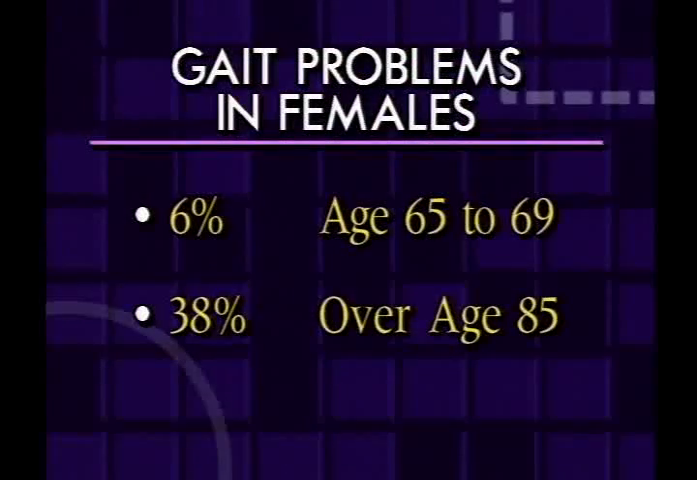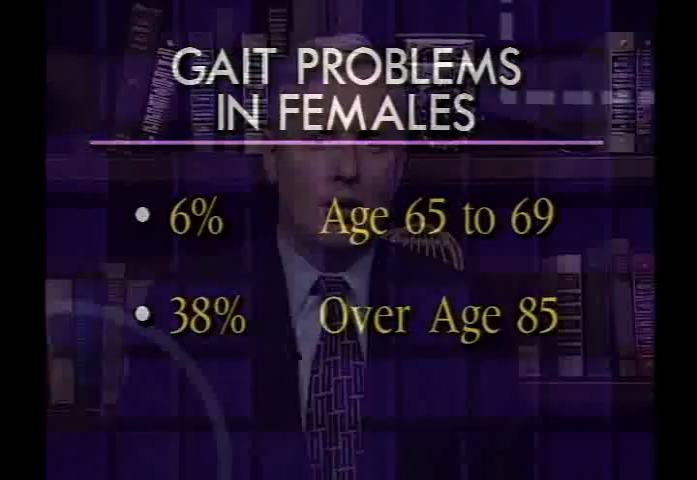If you look at gait problems in females, for example, you'll see that 6% of individuals between the ages of 65 and 69 have some abnormality of their gait, while over a third over the age of 85 have gait problems. So the older you are, the more likely you are to have some problem with your gait.